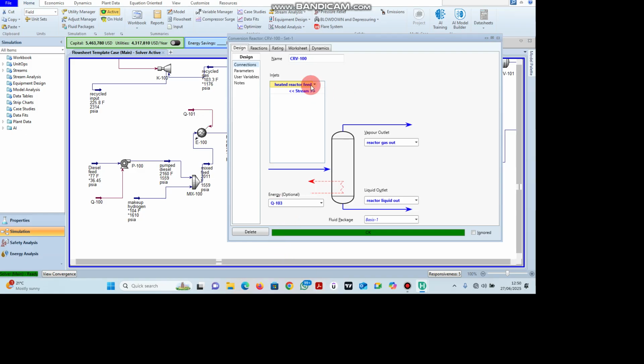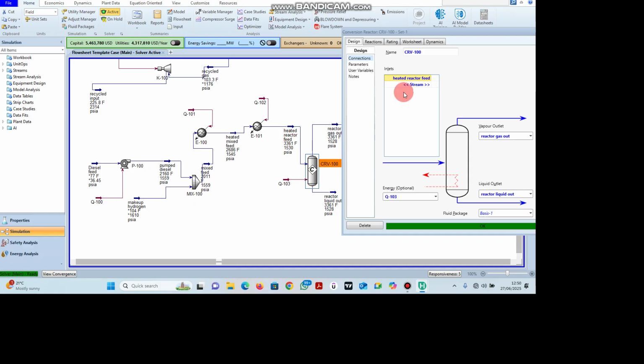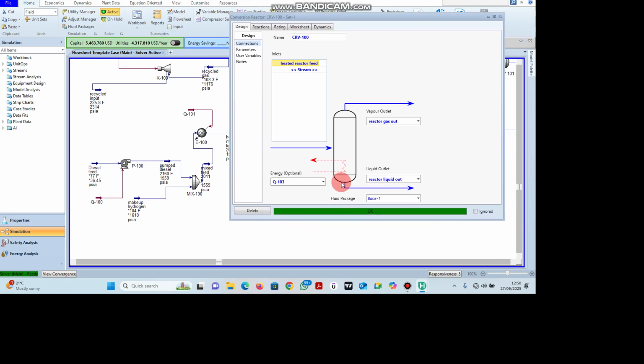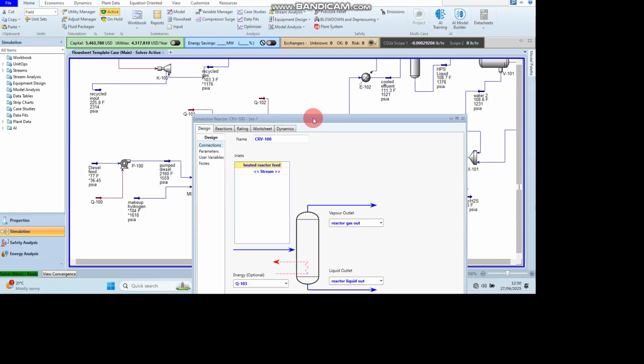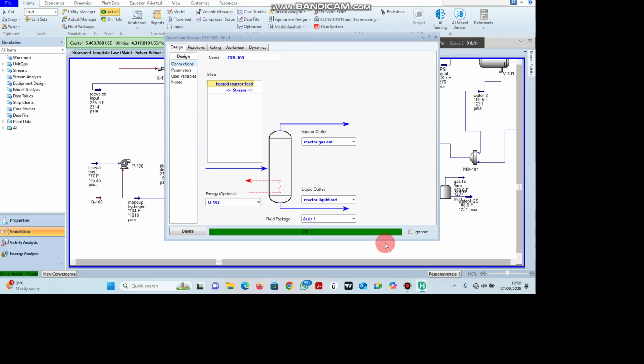We need the inlet. The inlet now is our heated reactor. So here the inlet, I'll choose that heated reactor. Now, energy here is optional. I just decided to put it because I know these systems require energy, so it's optional. You can leave it blank, you can put it as open or calculate it manually for you.